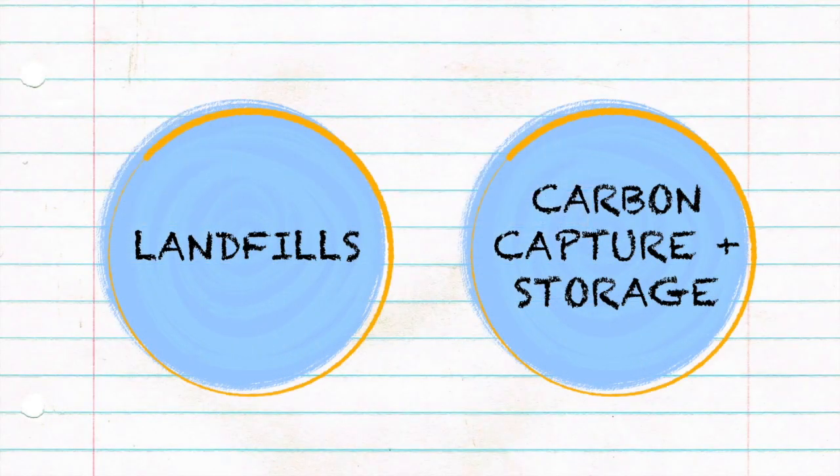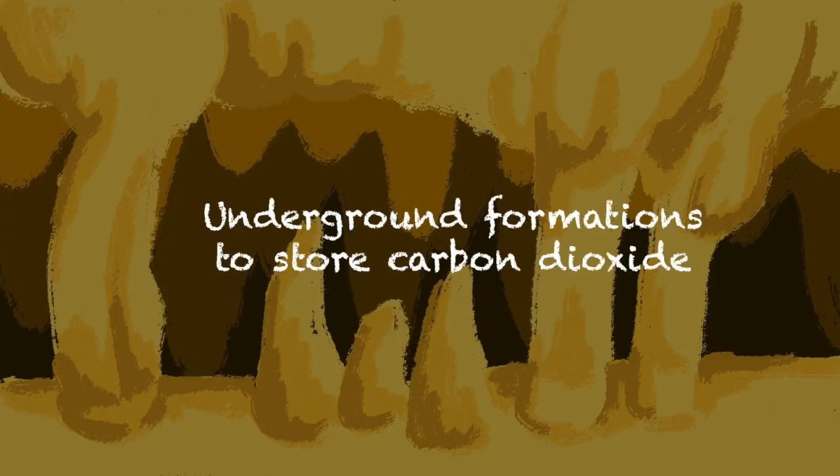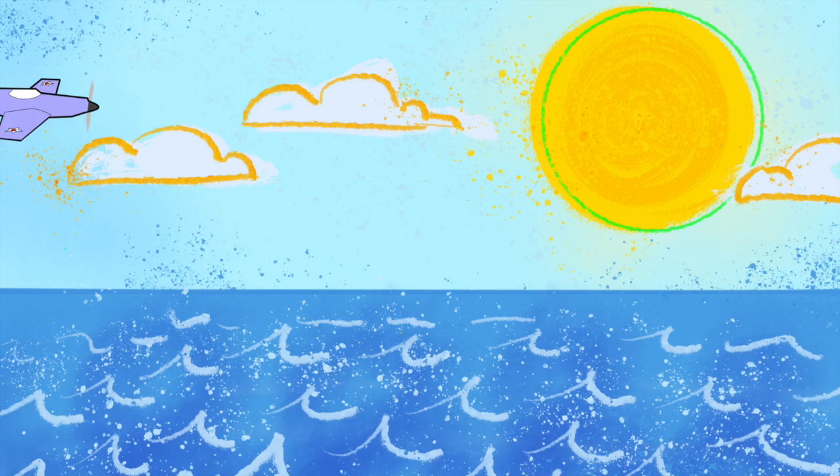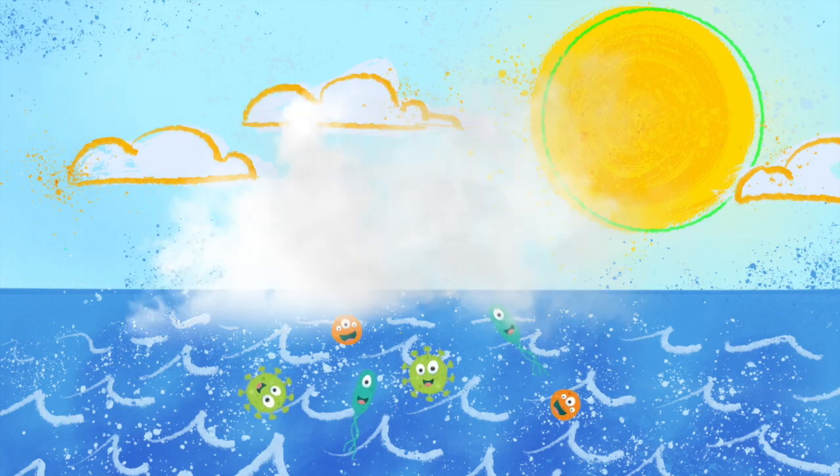Artificial sinks for carbon dioxide include reforestation and afforestation to try to increase the amount of plants that can convert carbon dioxide into oxygen. Other sinks include landfills and man-made carbon capture and storage processes. Humans have made artificial sinks by creating or using existing underground formations to store carbon, as well as assisting in the growth of microorganisms in the oceans by fertilizing the surface with iron.